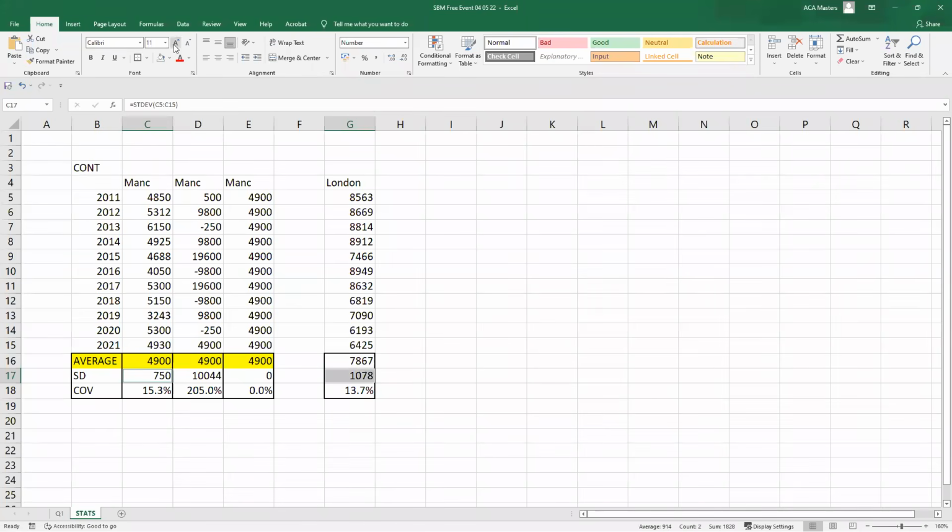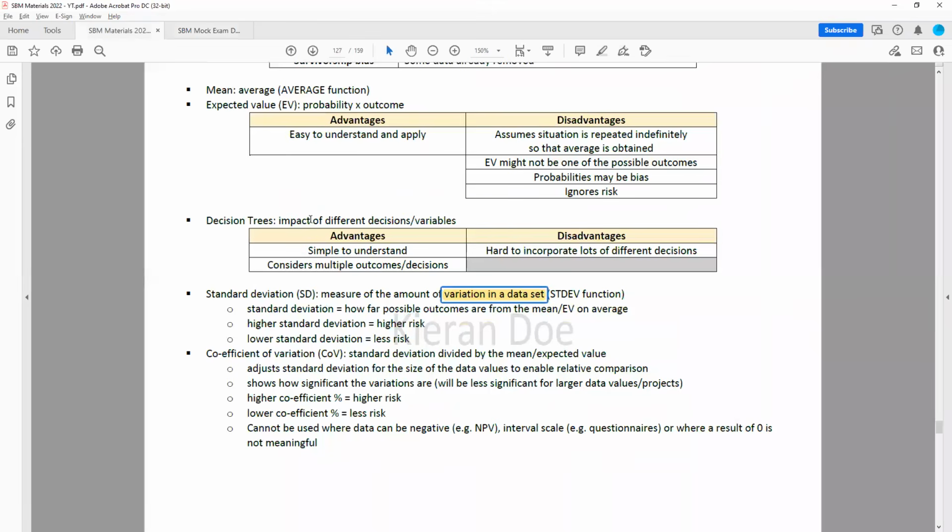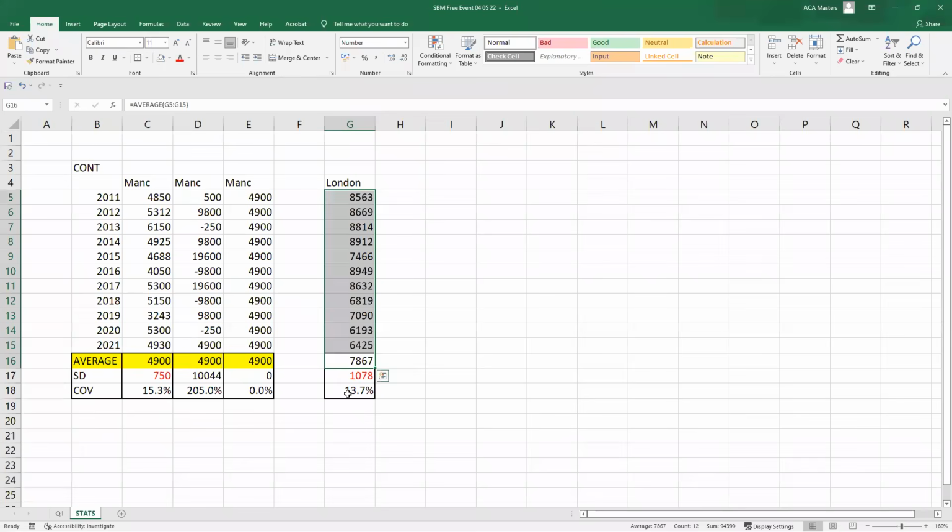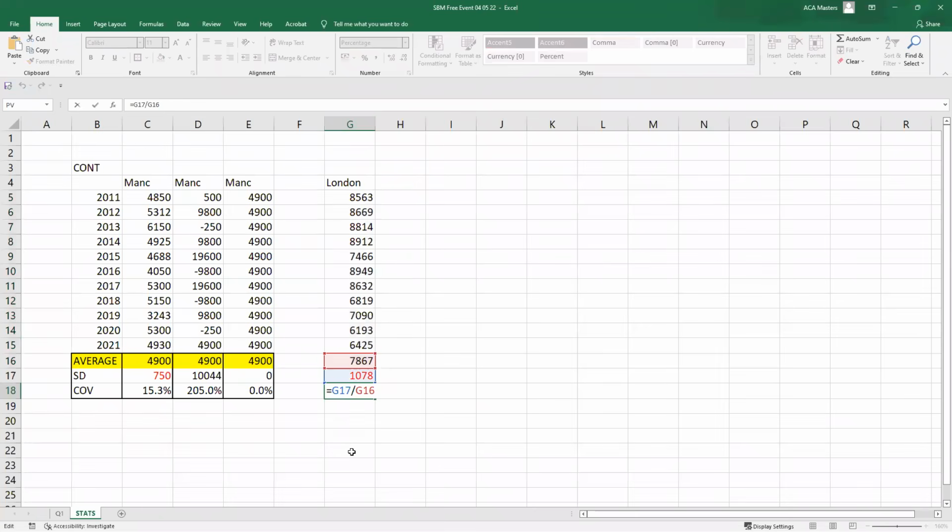And therefore you might look at that and think, okay, well, clearly London is higher risk because it's higher deviation there compared with Manchester. And therefore you might think that initially. However, if you look at the London values, the values are higher. Manchester, as we know, the average is lower, and the values are therefore lower in that data set. So actually, of course, the standard deviation is going to be higher because we're dealing with numbers of a higher value here. So this is where we would then look at the coefficient of variation, and therefore we would just take the standard deviation and divide it by the average.